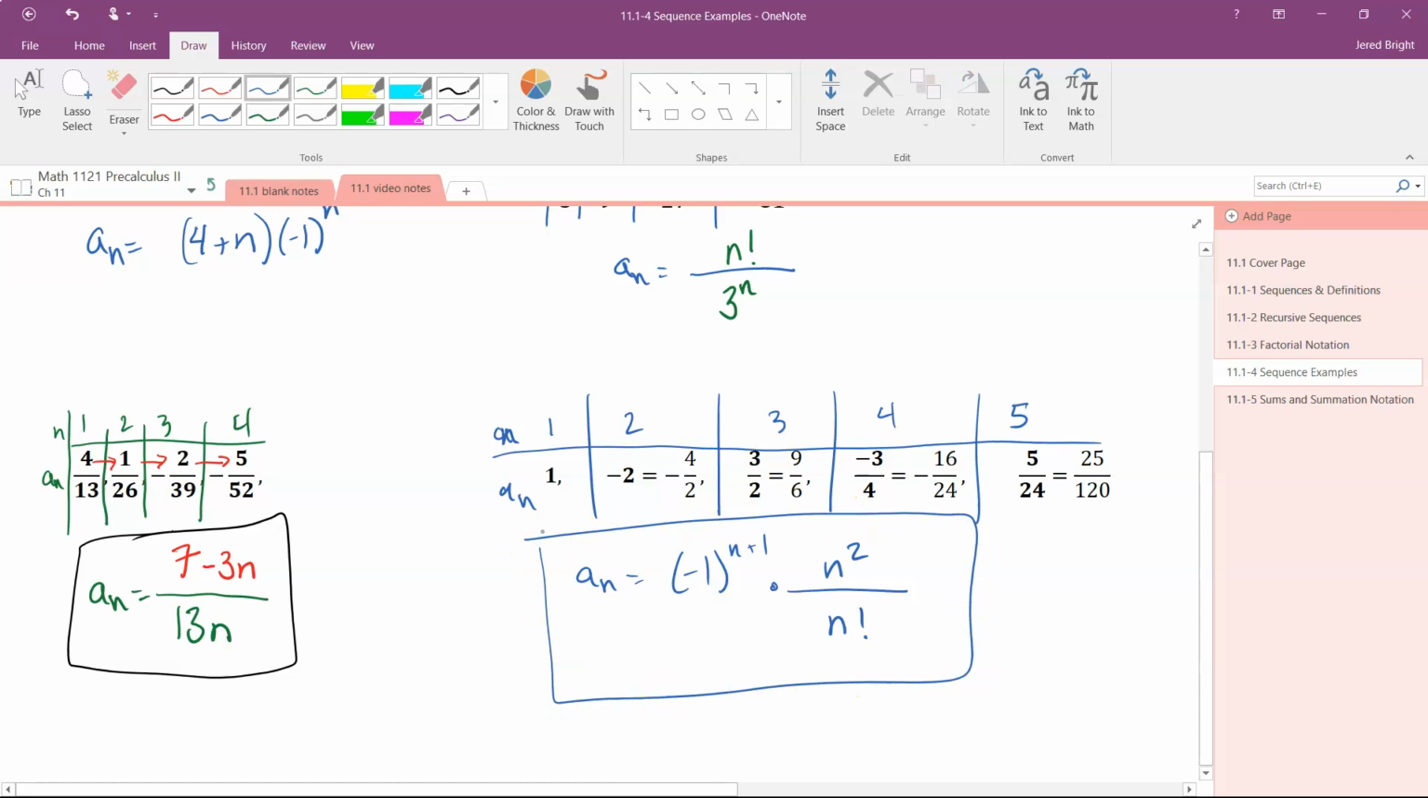Sometimes you just need to stop, think, look at the numbers, think about the relationships between the term number and each of the values, and go from there. These are tricky and they take time, so be patient and try a few different things out and see what works.